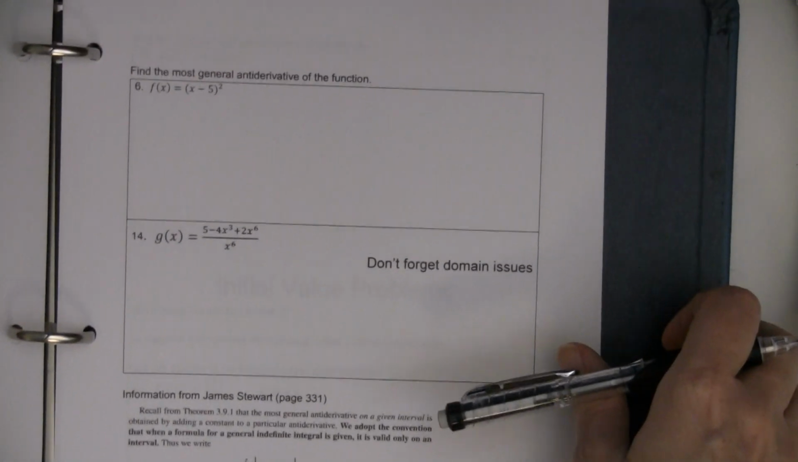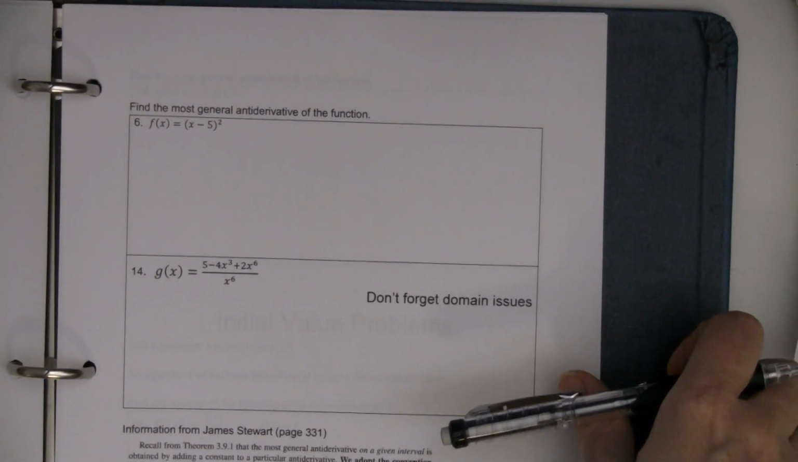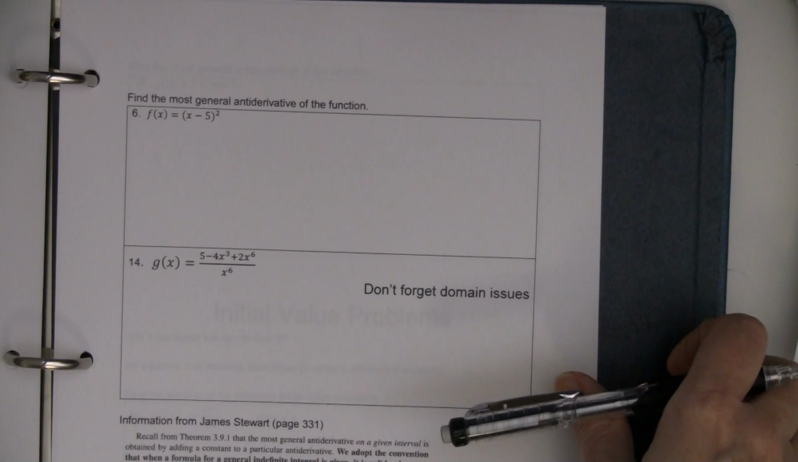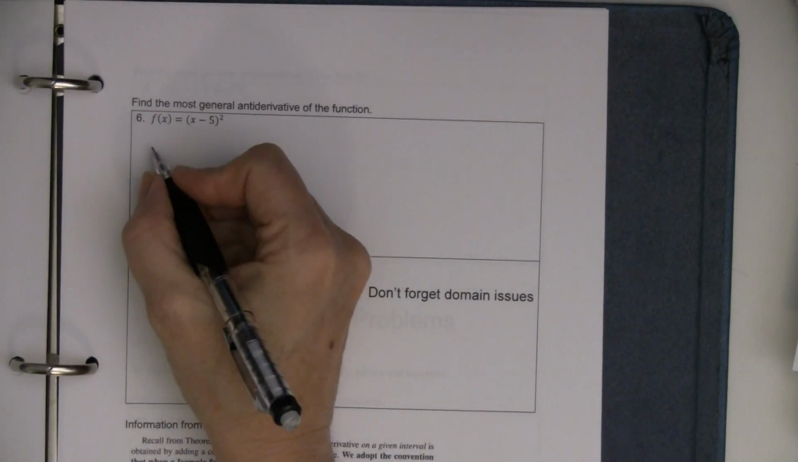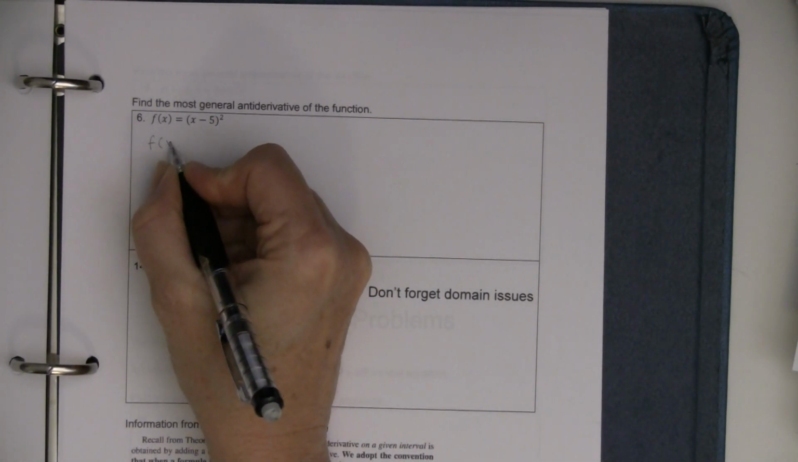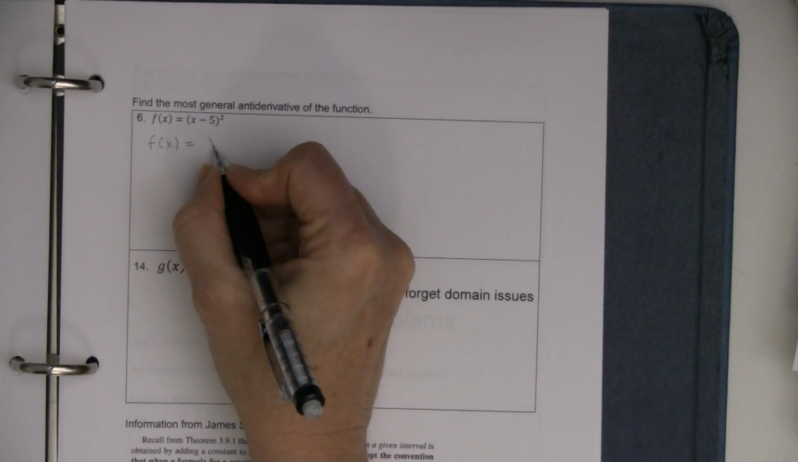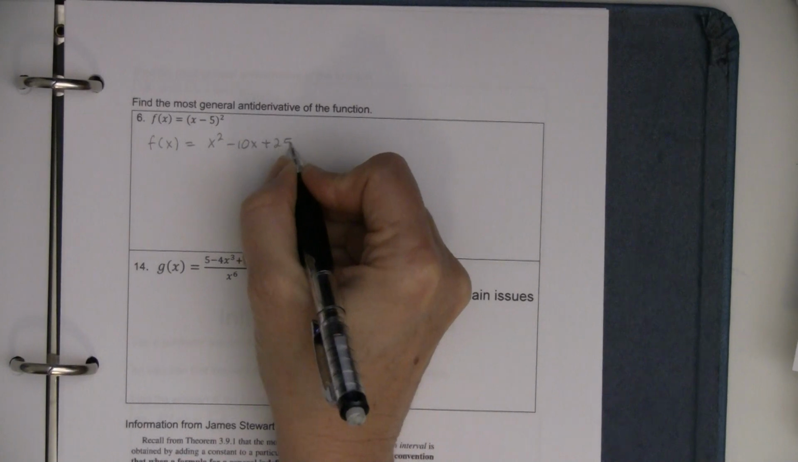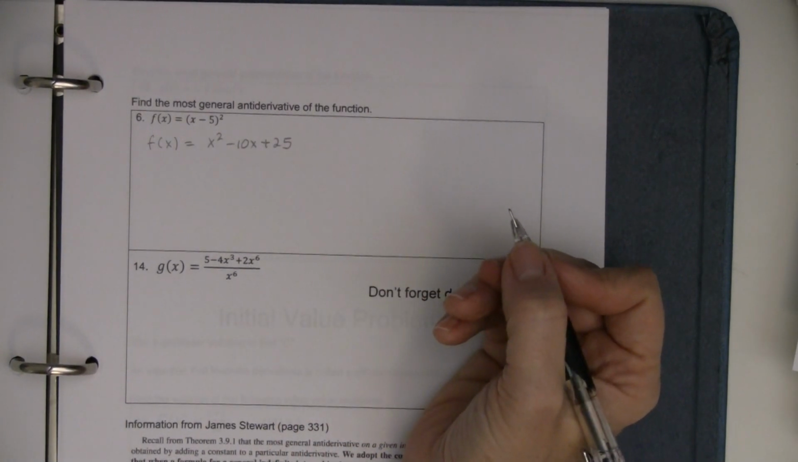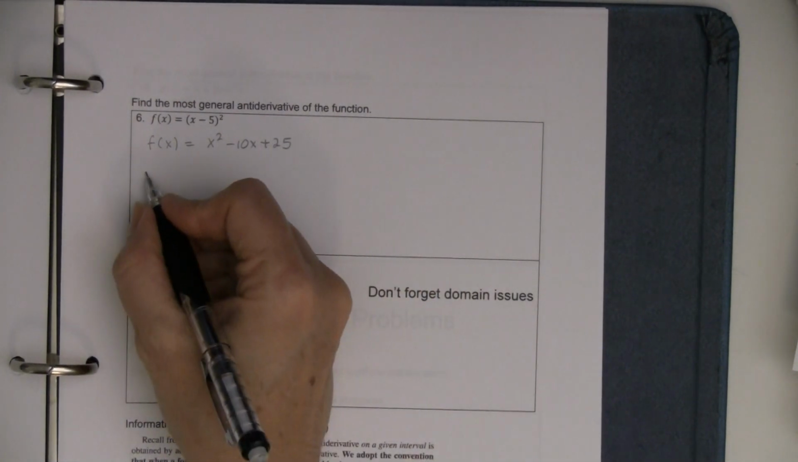Now they're asking me here to find the most general antiderivative. This is problem 6 of that function. And you can't find the antiderivative of a product like that. x minus 5 times x minus 5. So what you really need to do is you need to multiply it together using FOIL, or using whatever you use to multiply that together, and then you can find the antiderivative of the pieces.